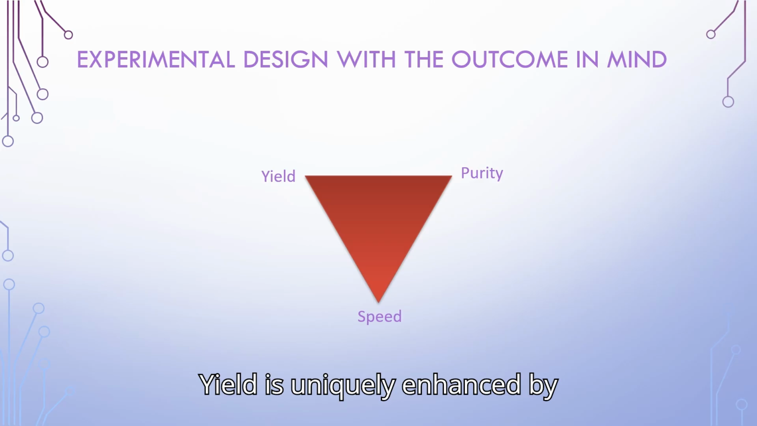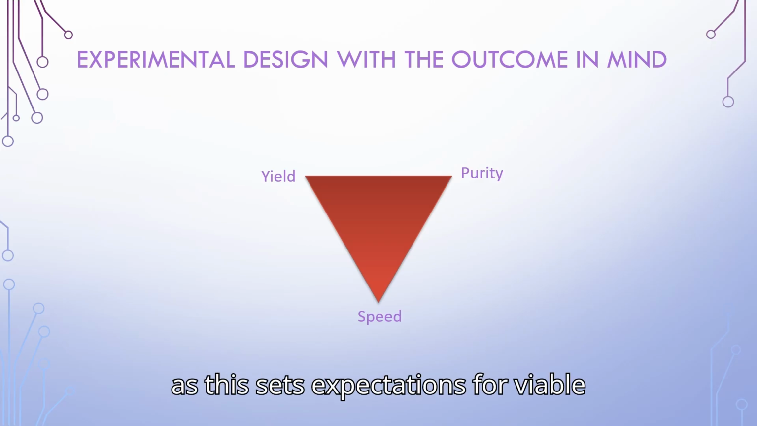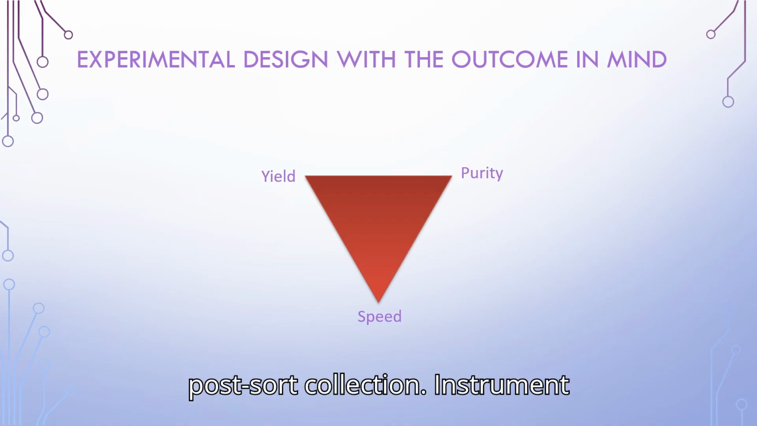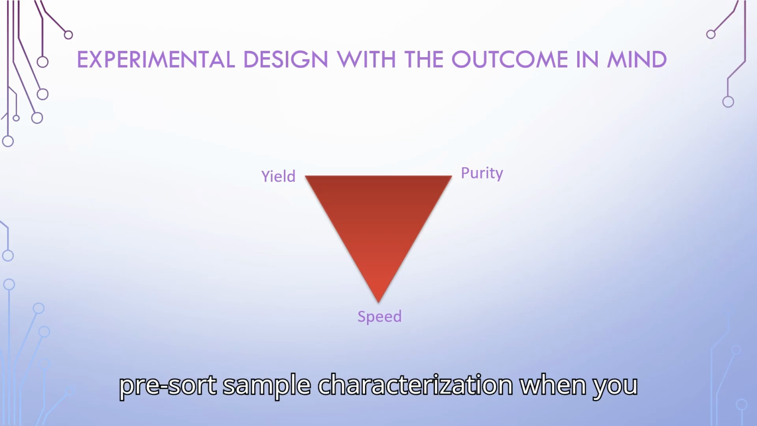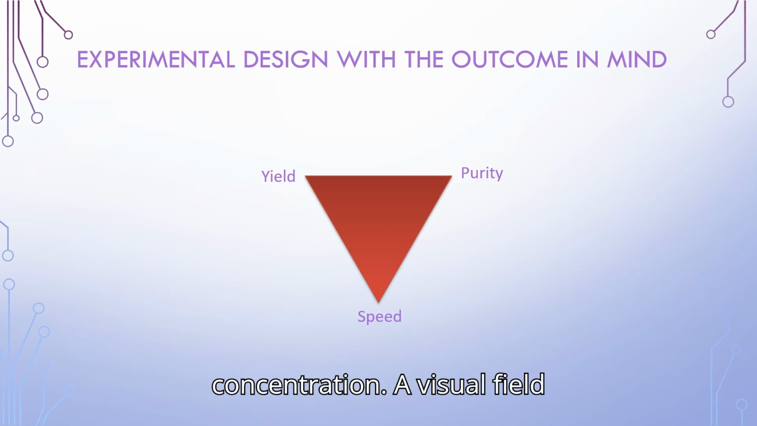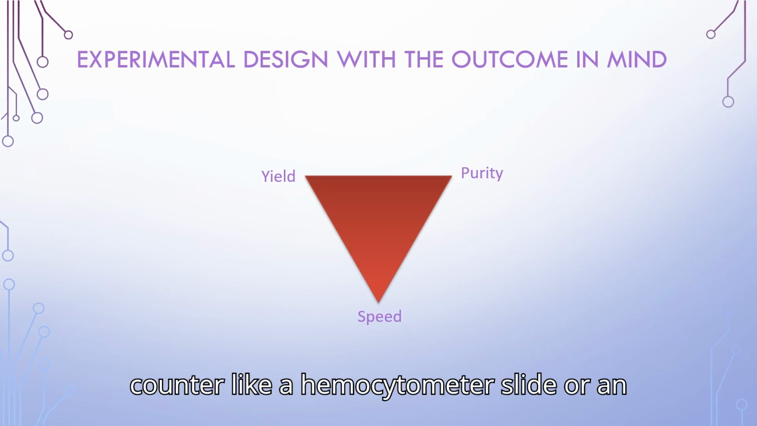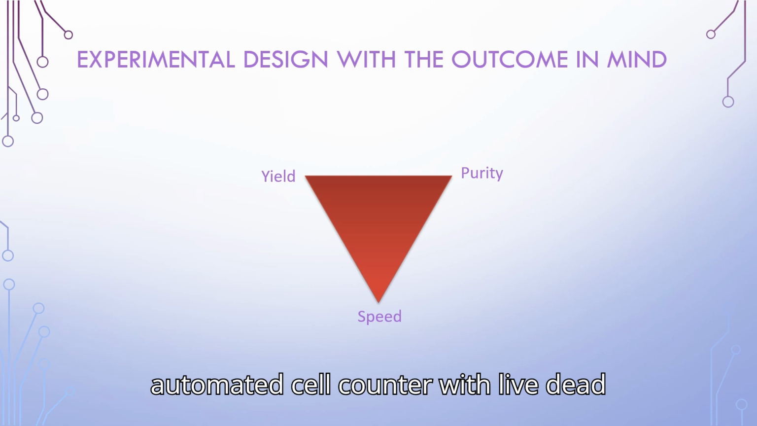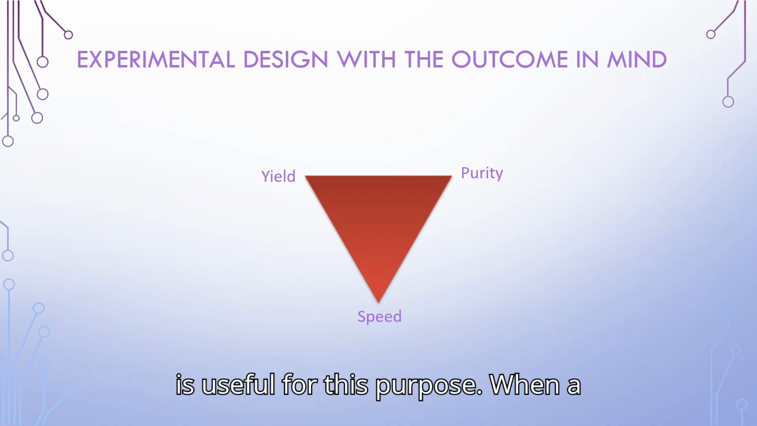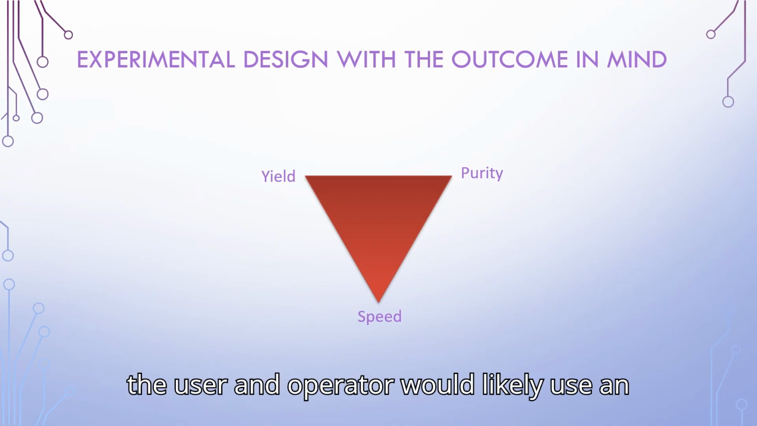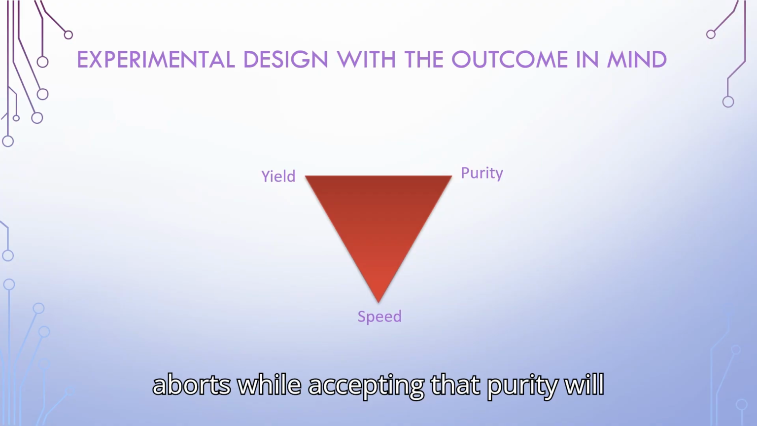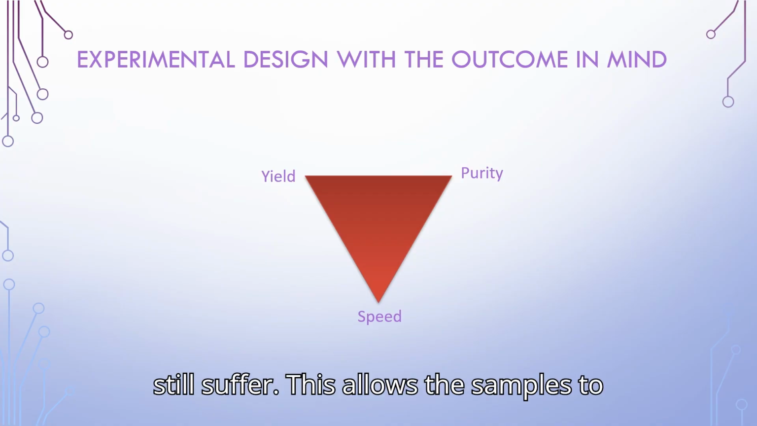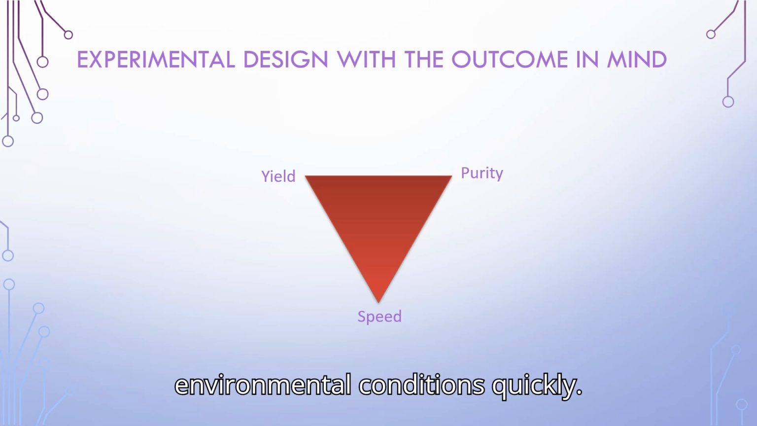Yield is uniquely enhanced by well-characterized pre-sort viability, as this sets expectations for viable post-sort collection. Instrument operators and SRL personnel will almost always recommend the use of a viability dye for both the sort and the pre-sort sample characterization when you count your cells to determine the concentration. A visual field counter like a hemocytometer slide or an automated cell counter with live/dead is useful for this purpose. When a need for recovery and speed are paired, the user and operator would likely use an enrichment mode to ensure low or no aborts while accepting that purity will still suffer. This allows the samples to be returned to more favorable environmental conditions quickly.